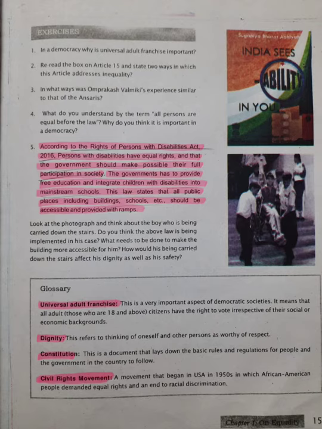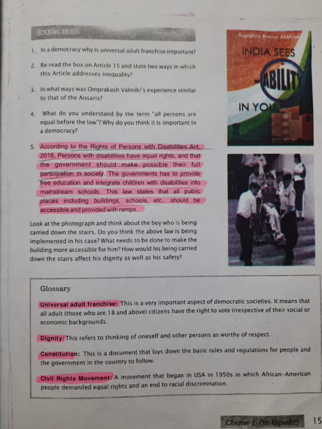According to the Rights of Persons with Disabilities Act 2016, persons with disabilities have equal rights and the government should make possible their full participation in society. The government has to provide free education and integrate children with disabilities into mainstream schools. This law states that all public places including buildings, schools, etc. should be accessible and provided with ramps.